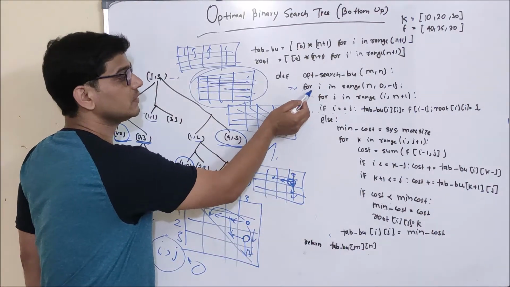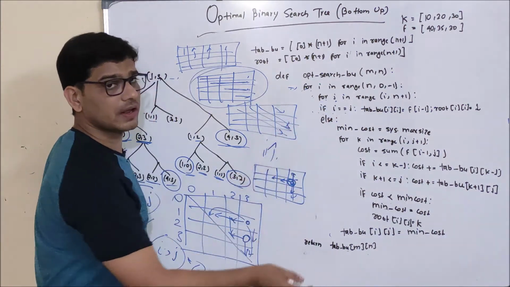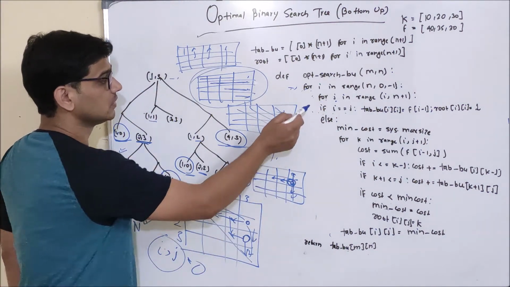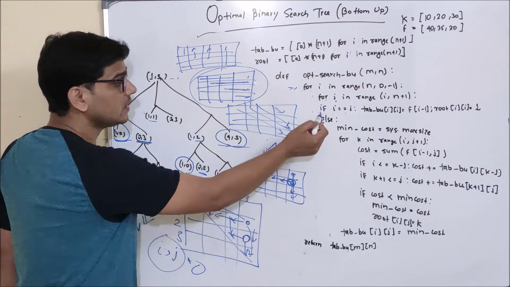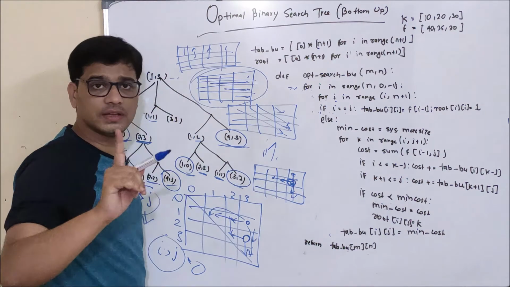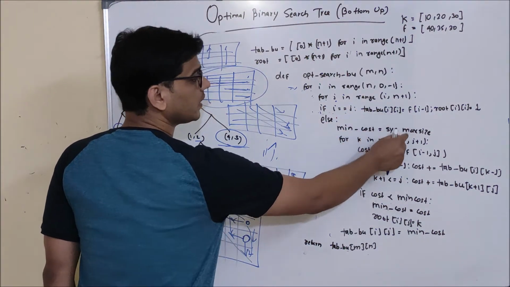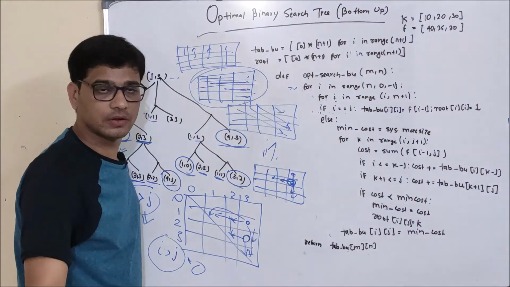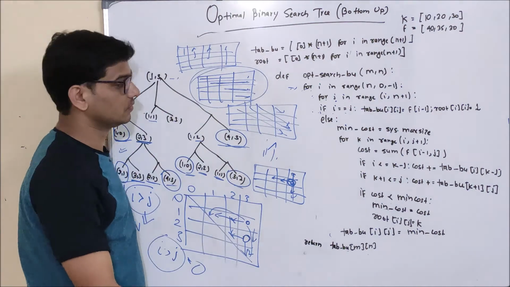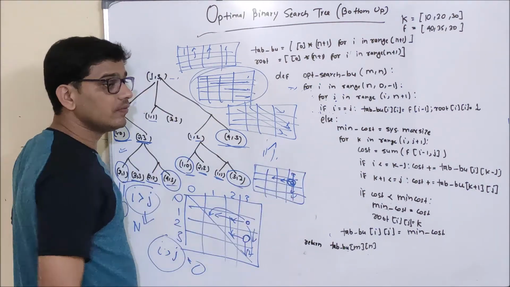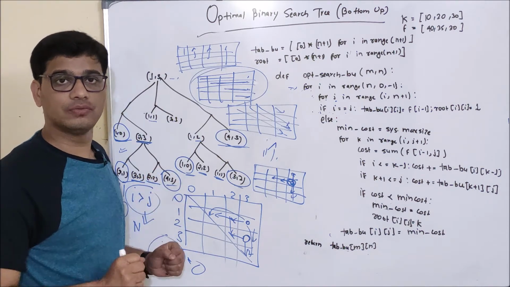This for loop is keeping track of the rows, this for loop is keeping track of the columns, and then inside these for loops I have if condition, that is it is checking whether I have only one key, and if this is the case, then in tab of BU[i][i] it is updating that particular frequency, and in root table it is updating that it is itself the root. Okay, and if this is not the case, that means I have multiple keys and I have to find the optimal root.